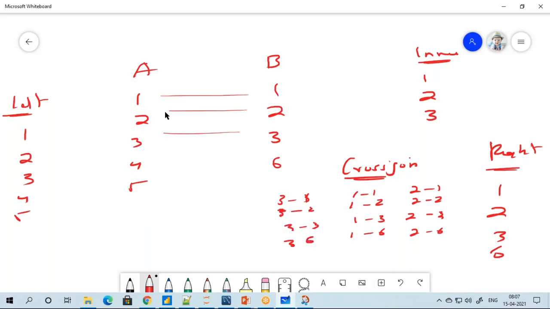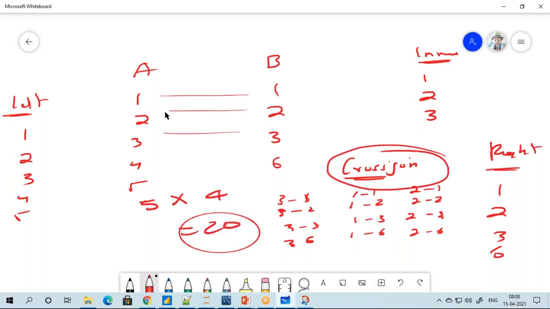So basically 5 into 4, 20 records is what I'm getting in a cross join. It is a Cartesian product. Yes, Cartesian product is like a multiplication factor. Either it is called a cross join or it is called a Cartesian join. Both are the same. It is just a multiplication factor of these two.